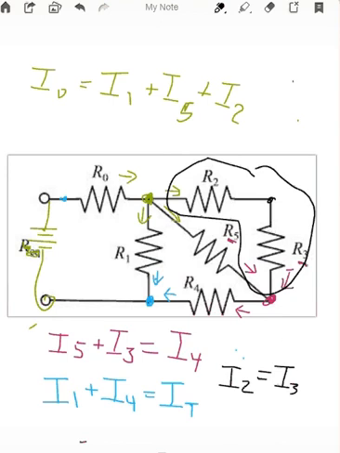Okay, so there's some examples of applying Kirchhoff's current law and tying it into what current is and how it flows throughout a circuit.